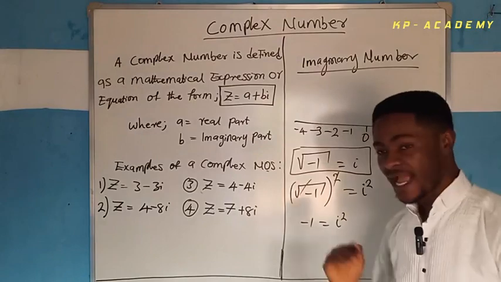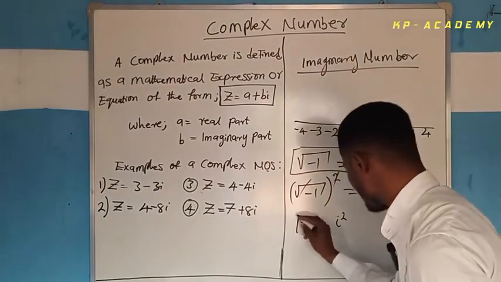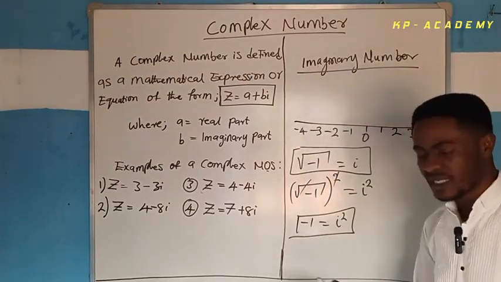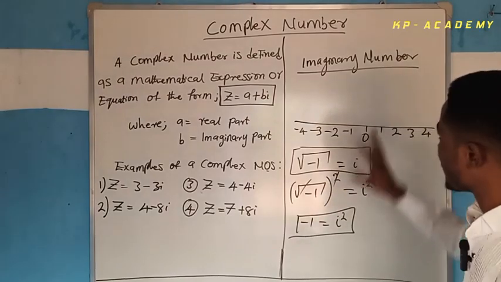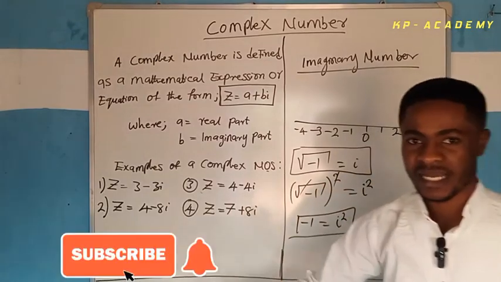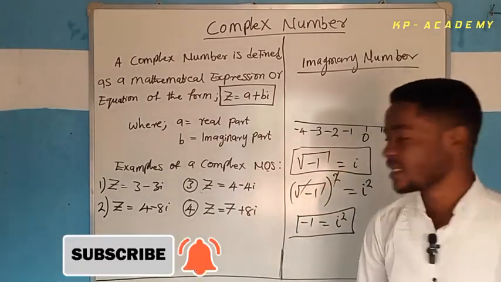Therefore, we can say that i squared is equal to minus 1. So it is very important to take note of that, because we are going to be making use of this to solve many problems in complex numbers. What I wanted to say about imaginary numbers, like I said, is that they are numbers that are imagined to be in existence, but in real sense, they are not really in existence.